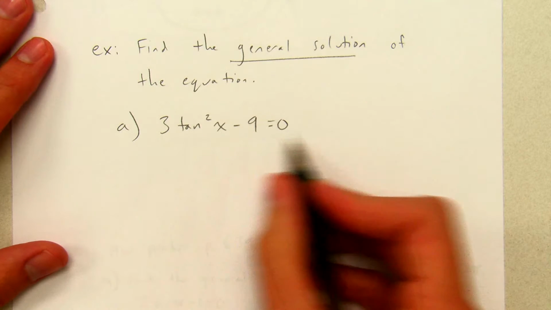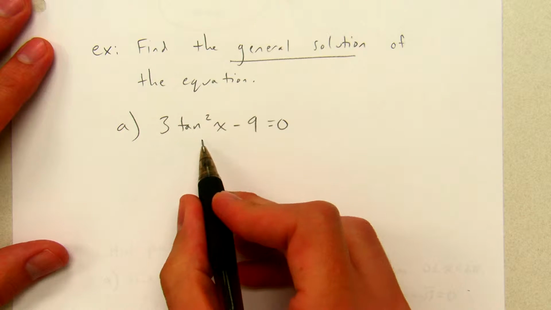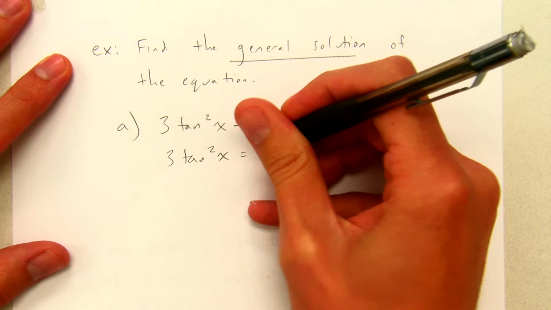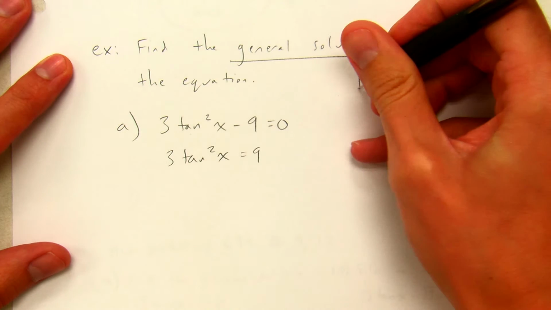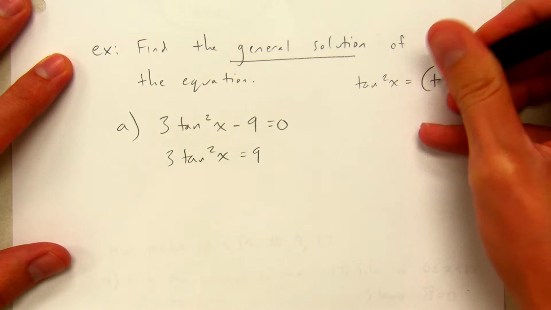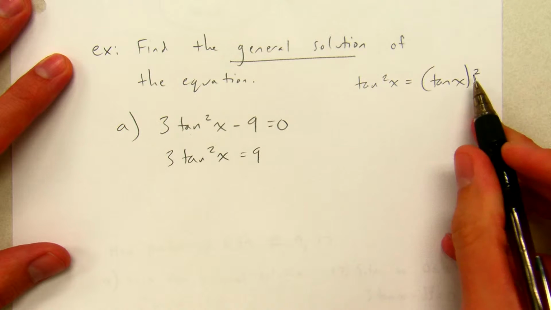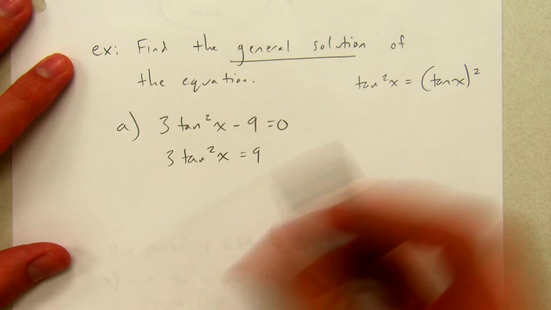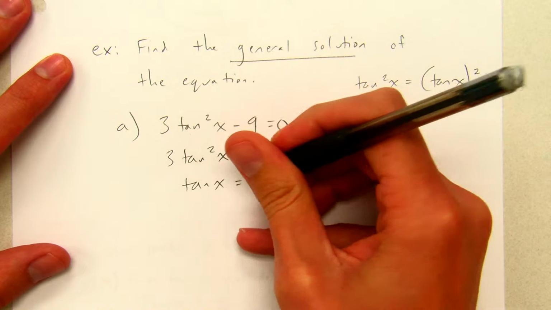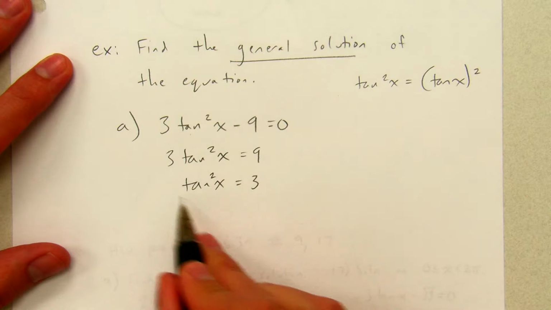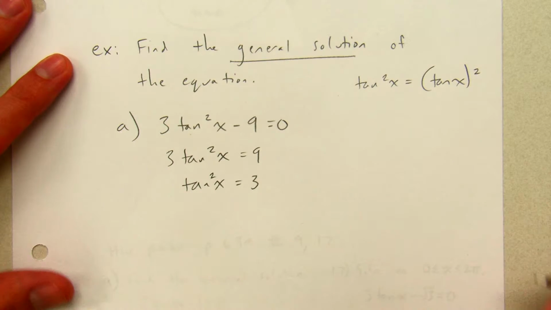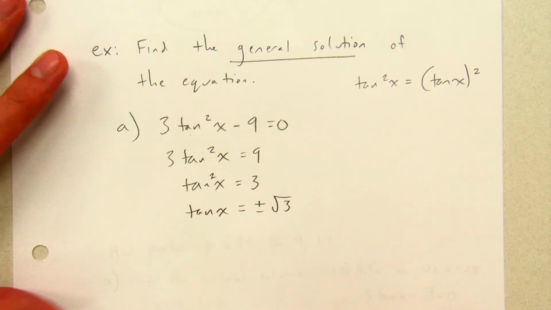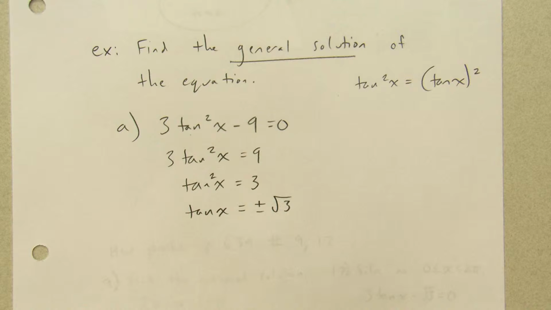Let's solve it. This is just like 3a squared minus 9, only it's 3 tangent x squared minus 9. I'll add 9 to both sides. Remember, tangent squared x is just a notation that means tangent of x, quantity squared. It just means the whole thing is squared, a special way of writing that. Divide both sides by 3. And my next step, just like when I solved for a, will be to take the square root of both sides and to introduce a plus or minus along with it. Tangent of x equals plus or minus root 3.